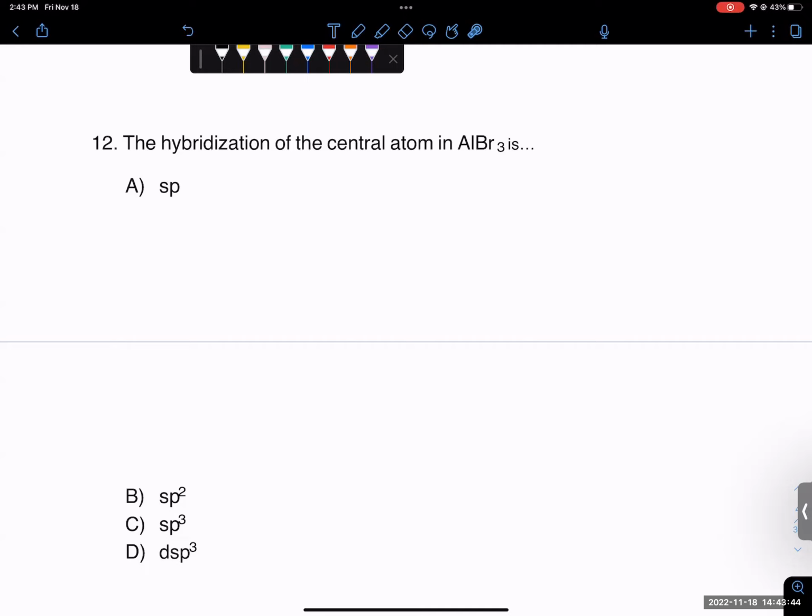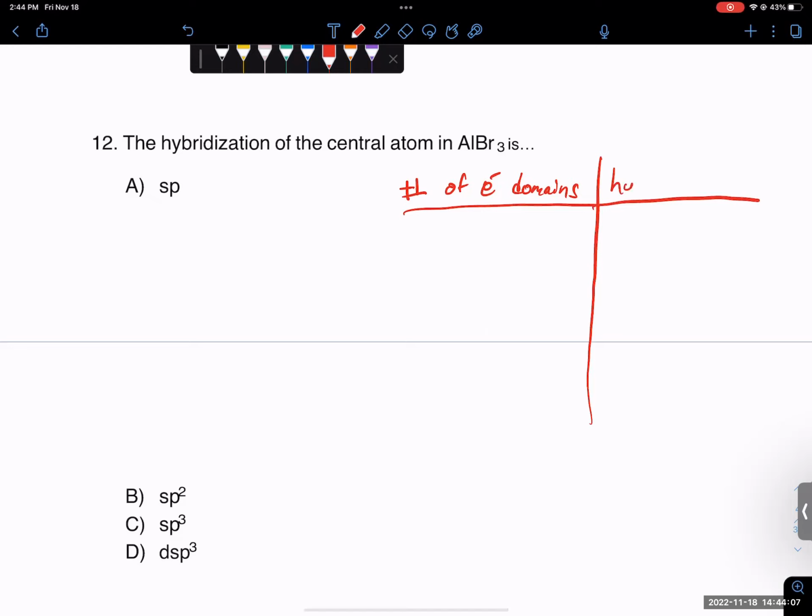All right, ready, Rich? Yep. All right, so we're gonna go ahead and go over this. So let's first of all make a table, as I believe that helps people understand the concept of hybridization. So we'll do this first. We'll say number of electron domains, that's what that's called, by the way, electron rich regions, they're called electron domains. And then make another column that says hybridization. And then we'll list this off, 2 through 6.